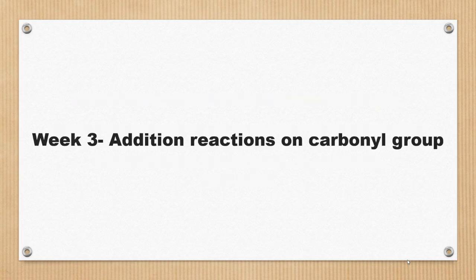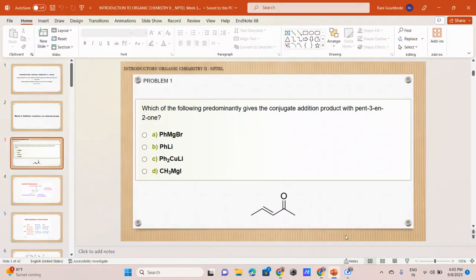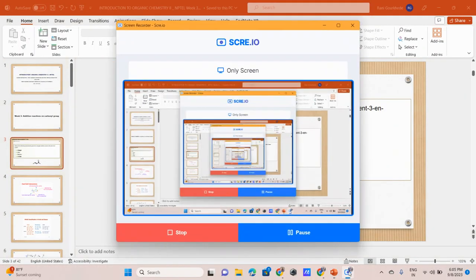Okay. So week 3 is about addition reactions on the carbonyl group. Today we are going to discuss some reactions of carbonyl compounds. Previously we have discussed NMR, IR, and the nucleophilic aromatic and electrophilic aromatic substitution reactions. Today we are going to discuss these addition reactions. So coming to problem number one.